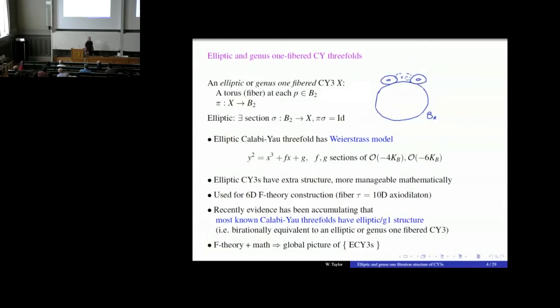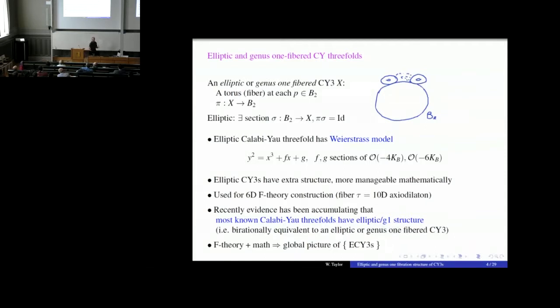approaches. So recently, there has been an accumulating amount of evidence that, in fact, most known Calabi Yau threefolds have some elliptic or genus 1 structure. And just to be careful, what I mean by that is that most known Calabi Yau threefolds are birationally equivalent to an elliptic or genus 1 fibered Calabi Yau threefold. So using a combination of physical and mathematical methods, we can actually get a very nice and systematic global picture of the set of elliptic Calabi Yau threefolds.